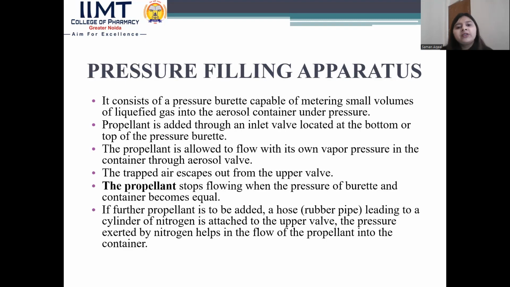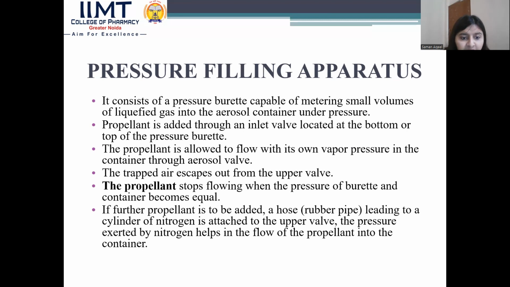Now let's come to pressure filling apparatus. It consists of a pressure burette capable of metering small volumes of liquefied gas into the aerosol container under pressure. Now, propellant is then added through an inlet valve located at the bottom and top of the pressure burette. Then the propellant is allowed to flow with its own vapor pressure into the container through the aerosol valve. Next, the trapped air escapes out from the upper valve. The propellant stops flowing when the pressure of the burette and container become equal.